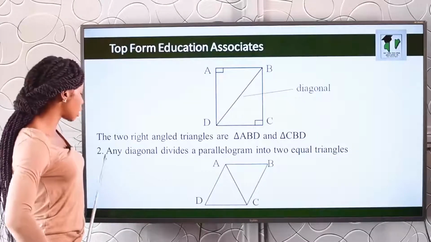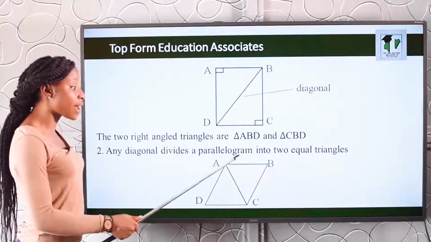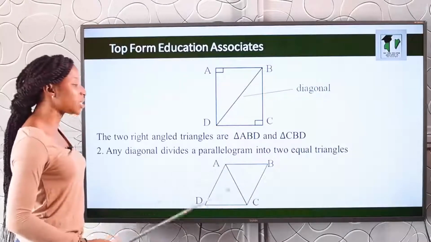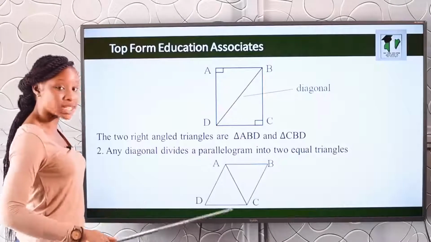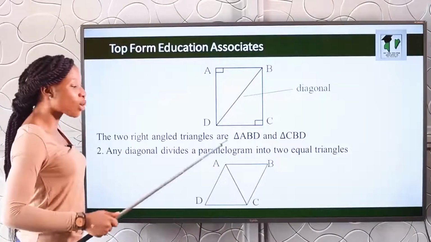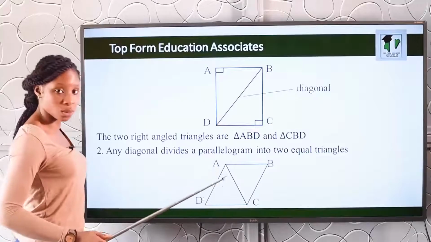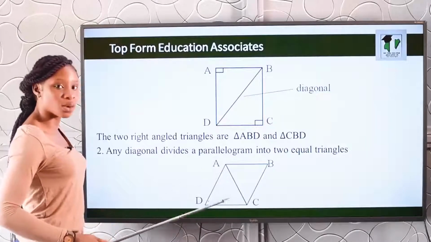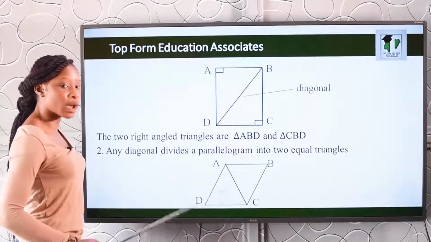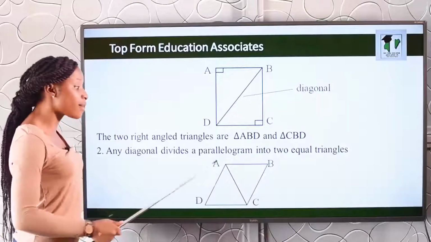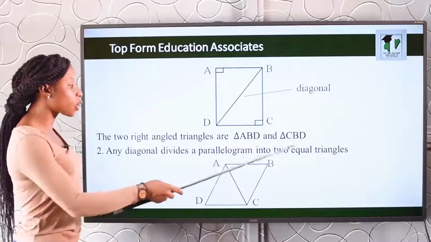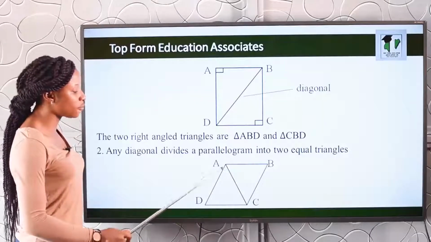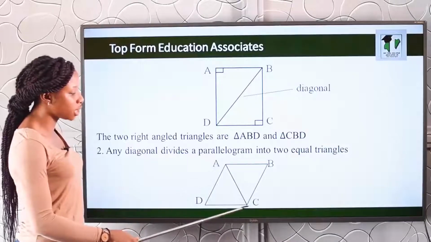Any diagonal, number 2, any diagonal divides a parallelogram into two equal triangles. Remember, we said that a diagonal divides a rectangle into two equal right-angled triangles. Okay, there's a difference. A diagonal divides a rectangle into two right-angled triangles, while a diagonal divides a parallelogram into two equal triangles. Now, this is a parallelogram. We have a diagonal coming here from point A to point C.